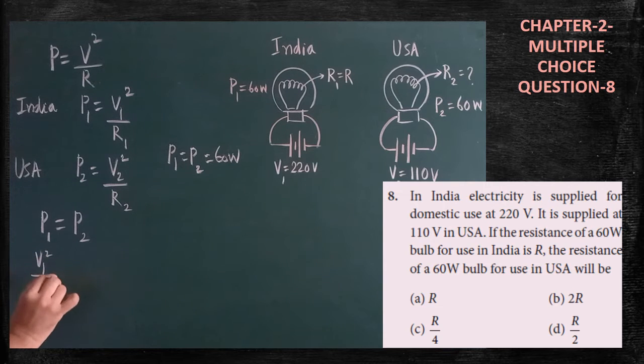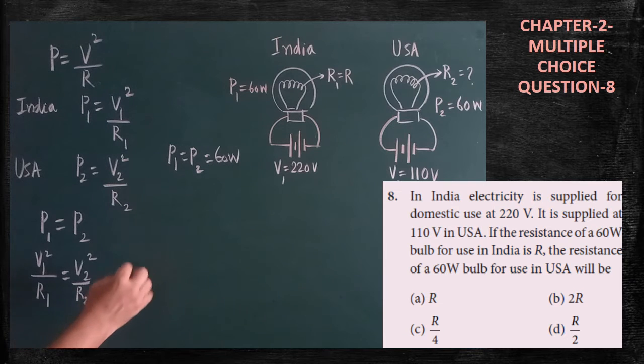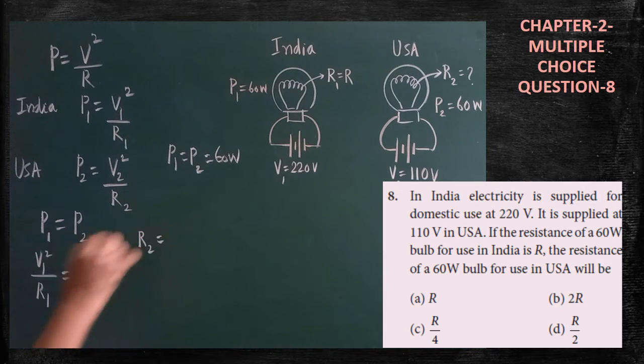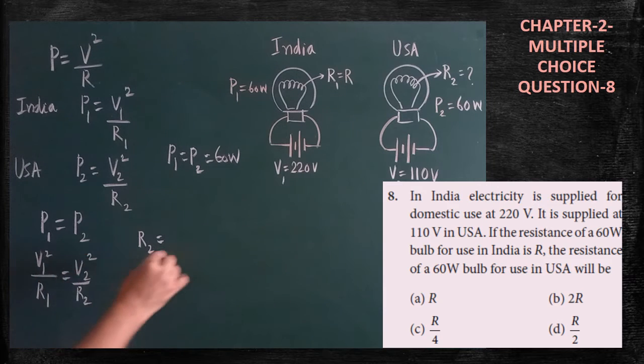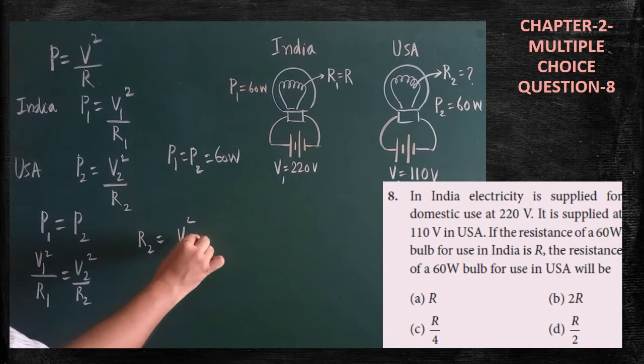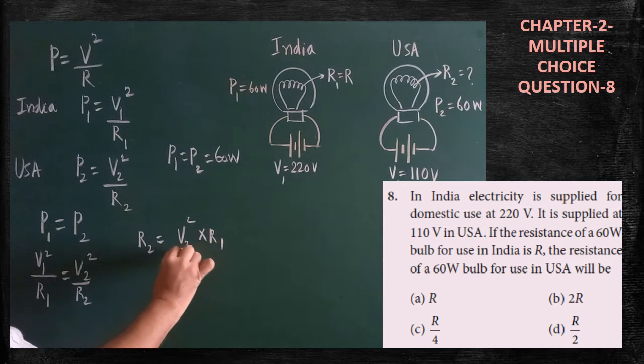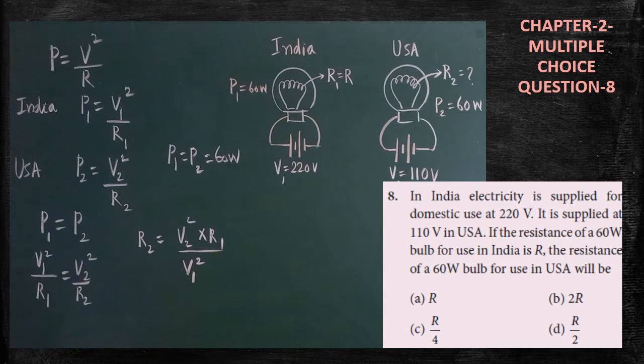Substitute the formula. V1 square divided by R1 is equal to V2 square divided by R2. In that format we can write. What is required? The resistance of the filament bulb when it is used in USA should be calculated. Therefore, R2 is equal to V2 square into R1 whole divided by V1 square, by cross multiplication.